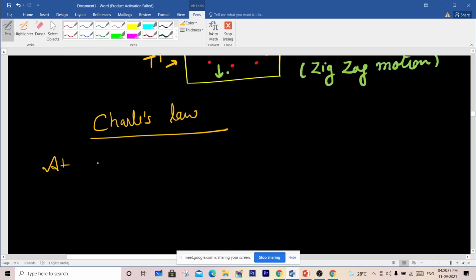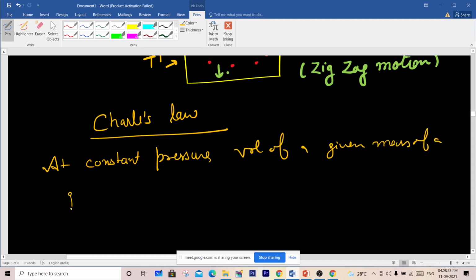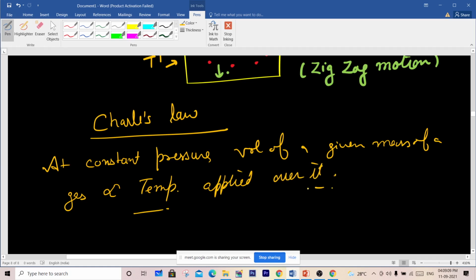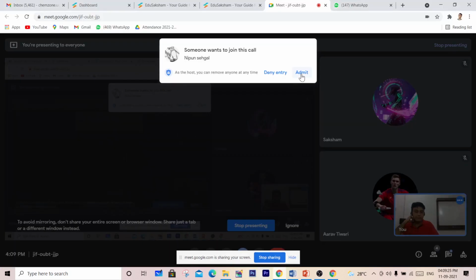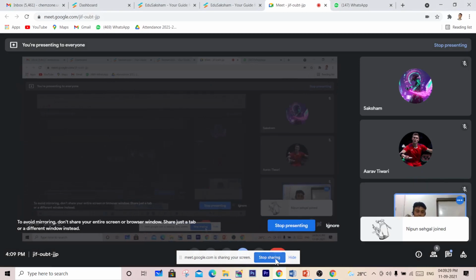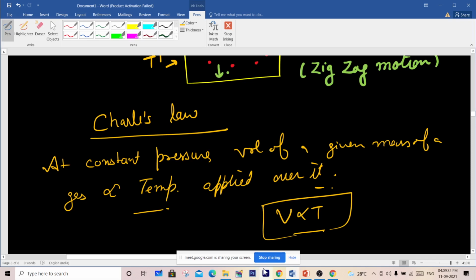Write down. At constant pressure, volume of a given mass of a gas is directly proportional to temperature applied over it. The volume is directly proportional to temperature. Is that clear? Have you noted down?